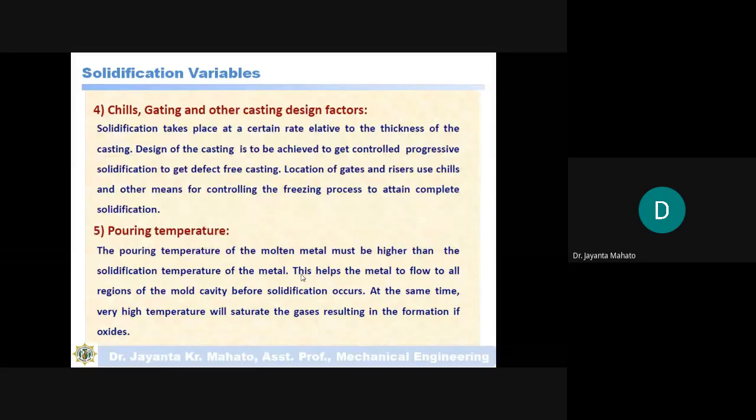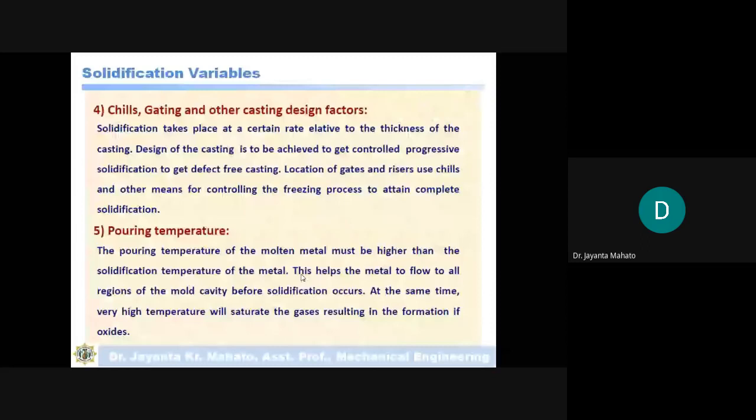Pouring temperature. The pouring temperature of the molten metal must be higher than the solidification temperature of the metal. This helps the metal to flow to all the regions of the mold cavity before solidification occurs. At the same time, very high temperature will saturate the gases, resulting in the formation of oxides. So actually, these are the five variables which the solidification rate of the casting depends upon during the casting process.